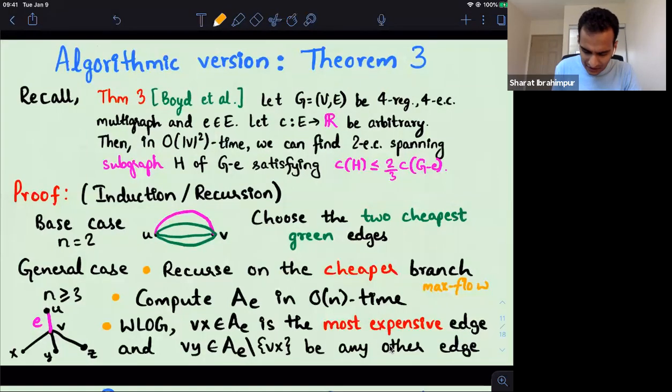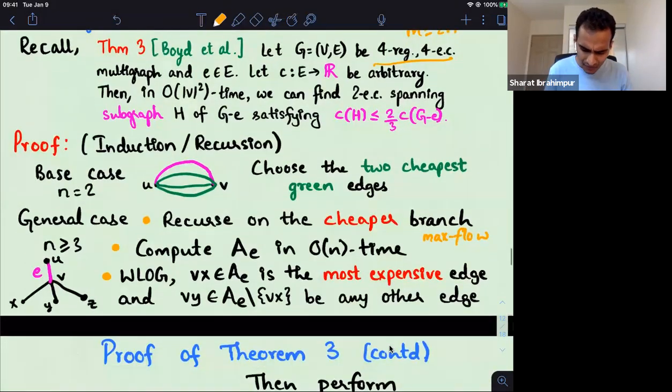And this can be done in order n time, because observe that in a regular 4-edge connected graph, the number of edges is 2n. So even if you were to run a flow augmentation step, it only takes linear time. And to test that your splitting off operation is valid, you only have to test if 4-edge connectivity is preserved. So all of this can be done in linear time.